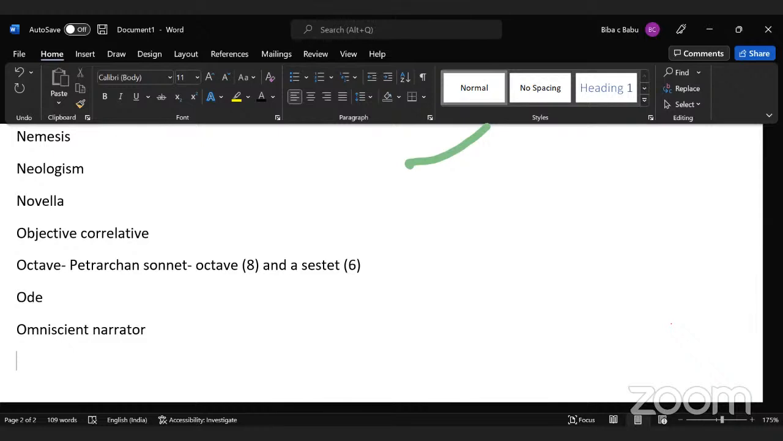That is omniscient narrator. The author is also a good example, no? Actually, the omniscient narrator is there inside the story, while the author is outside the story. The author is not a character in the story. But this narrator is there in the story, though he is invisible.